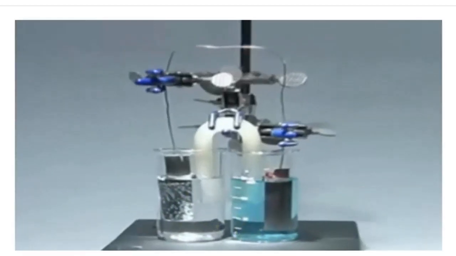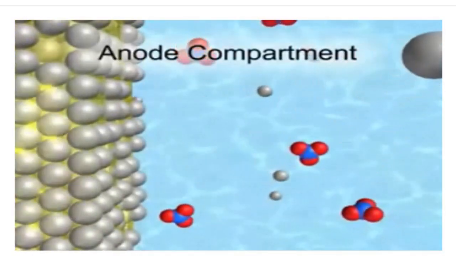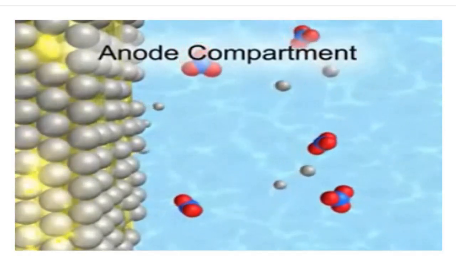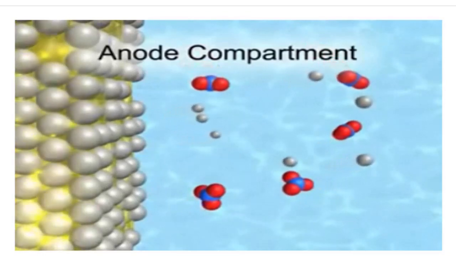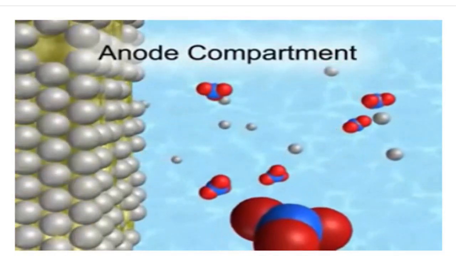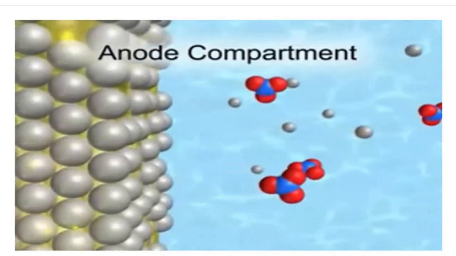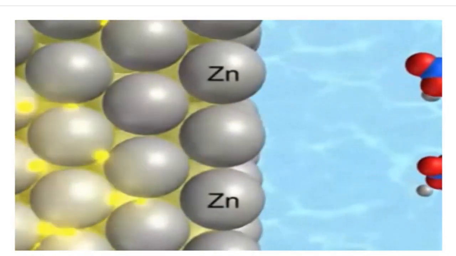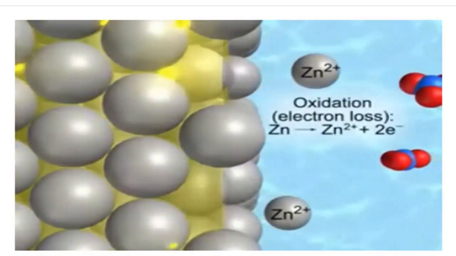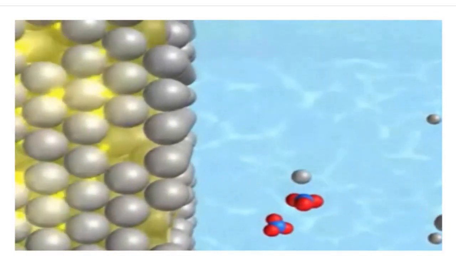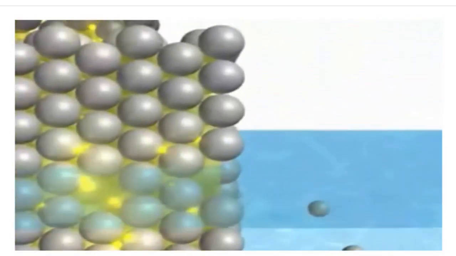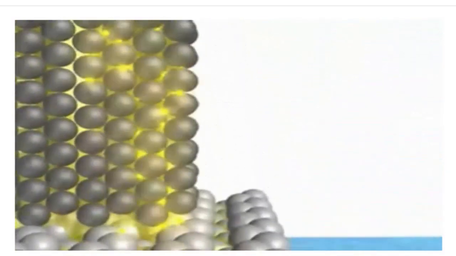Let's zoom into the atomic scale and see how this cell operates. Here, at the anode, the site of oxidation, zinc atoms in the metal bar are in contact with the surrounding electrolyte solution. Each atom loses 2 electrons and becomes a zinc ion, which diffuses into the solution. The electrons given up enter the bar and join the flow of electrons up toward the external circuit.